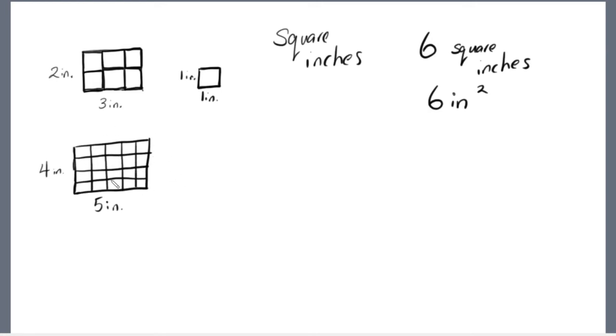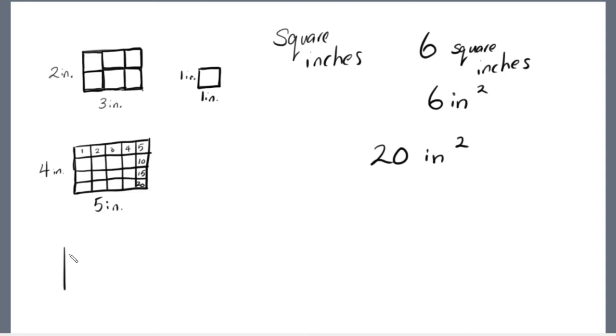So we can now count it up and see how many of those square inches we made. And it's going to be 1, 2, 3, 4, 5. And I know each row is going to have the same amount. So this is going to be 5, 10, 15, 20. So we know that in a 4 by 5 rectangle, we have 20 square inches, or 20 inches squared.